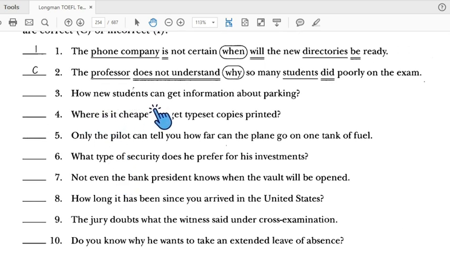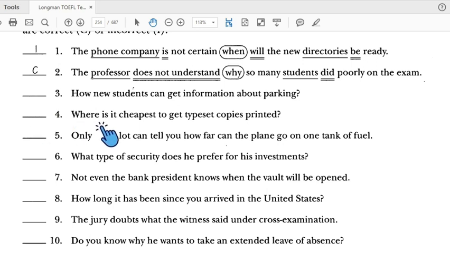how new students can get information about parking. It's a question. Okay, so we put the question word, and here we put the modal, and then new students as the subject. So number 3 is incorrect. We have to change can and new students here. We change it. Okay, number 4.